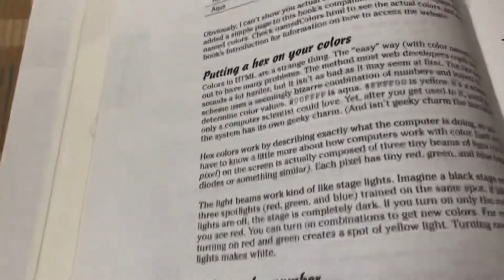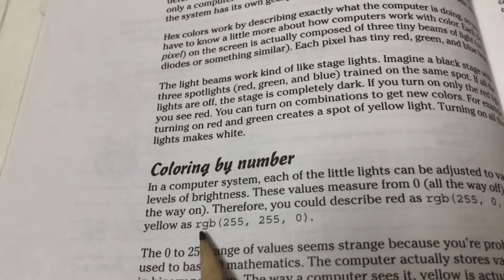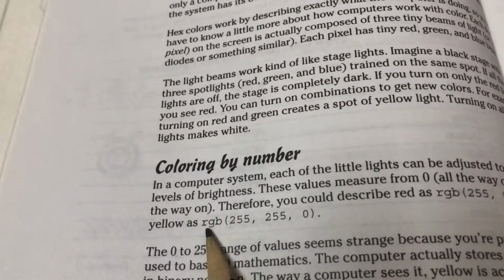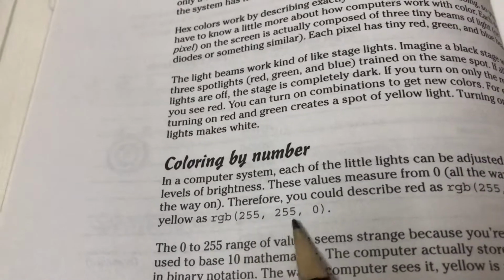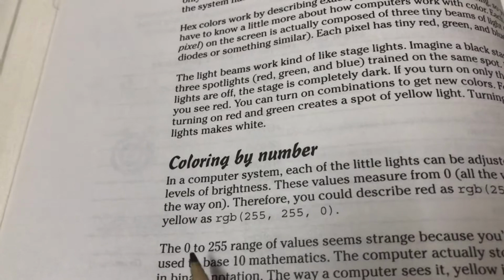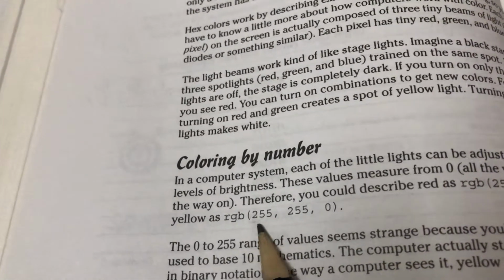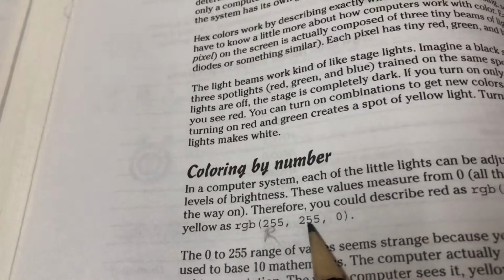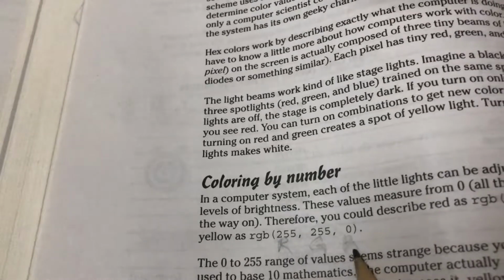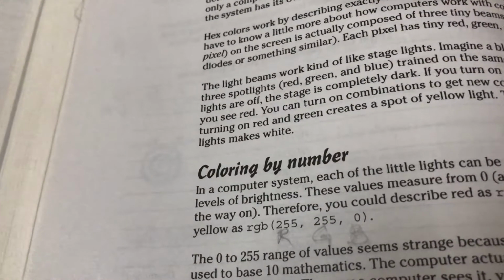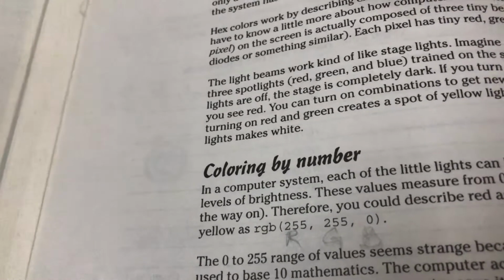The other way of specifying the same thing is using the RGB color number. You can use the RGB function and specify the value of each component, red, green and blue, in the range of 0 to 255. Here 255 is for red, then this 255 is for the green component, and this is for the blue component. So the color yellow is now specified as RGB(255, 255, 0).